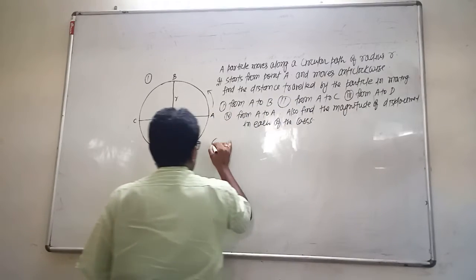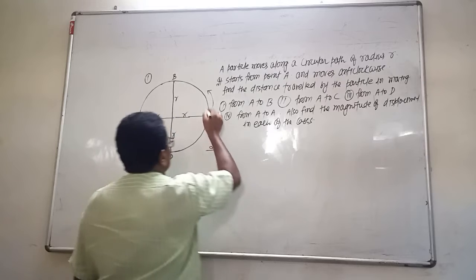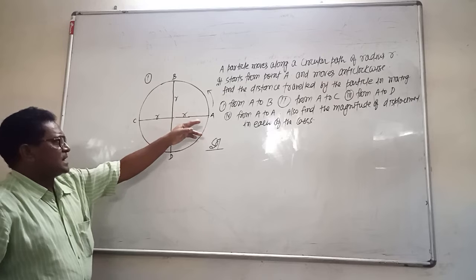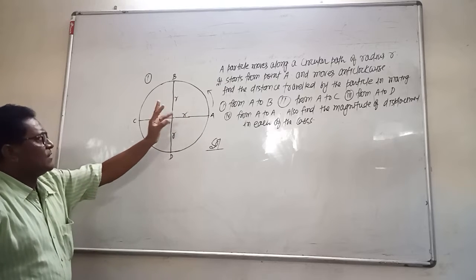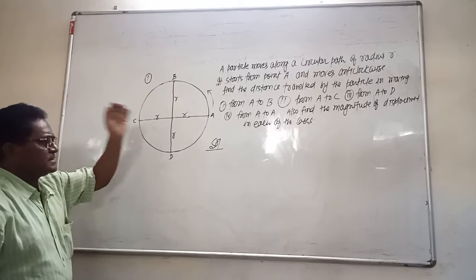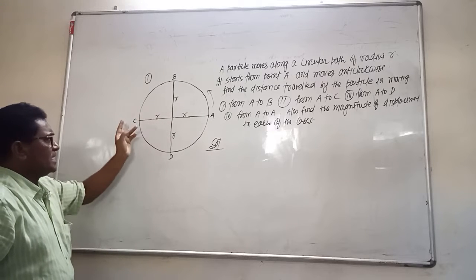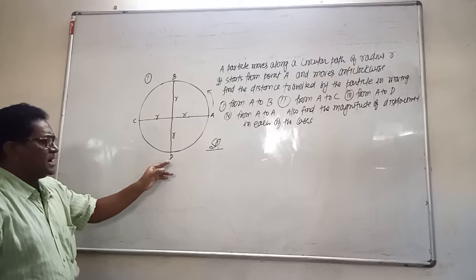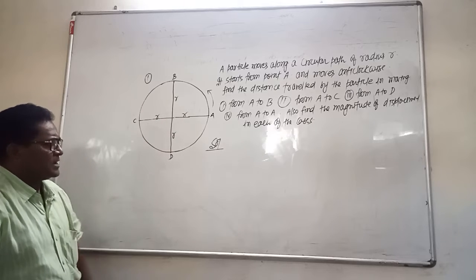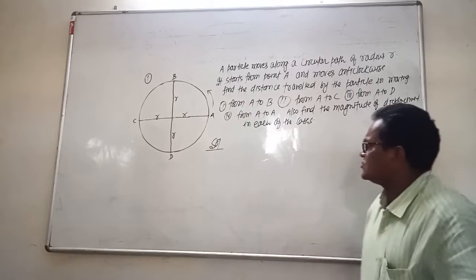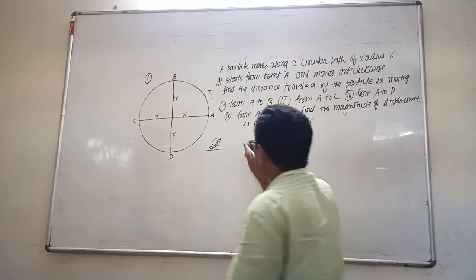So the particle moves in a circular path in anti-clockwise direction of radius r. We start from A. We have to find the distance when it goes from A to B, distance when it goes from A to C, and when it goes from A to D, and when it goes from A to A, and also we have to find the displacement in each of the four cases.